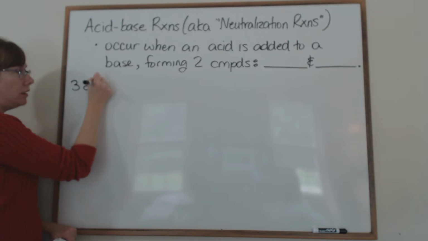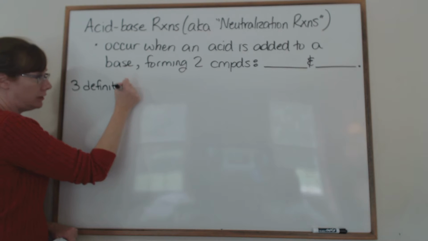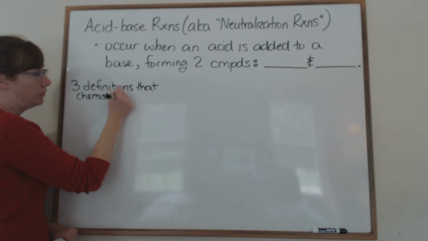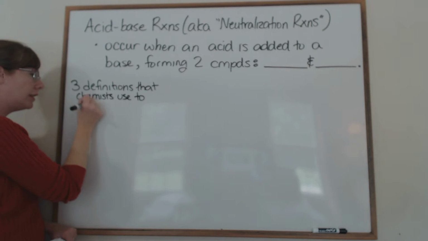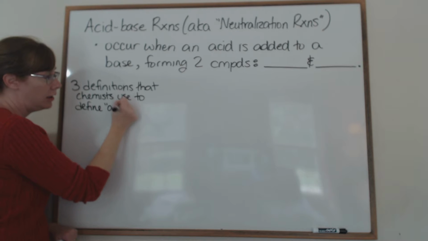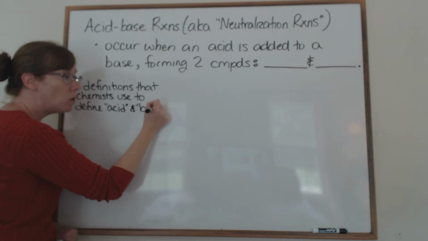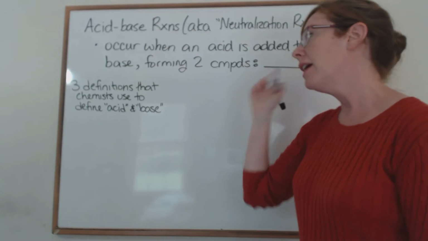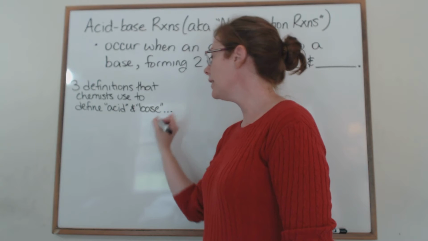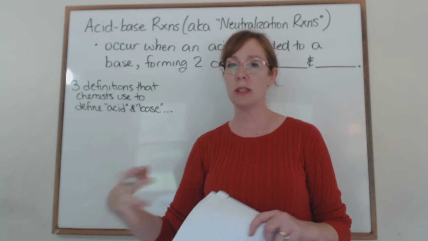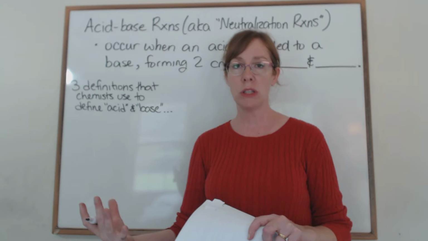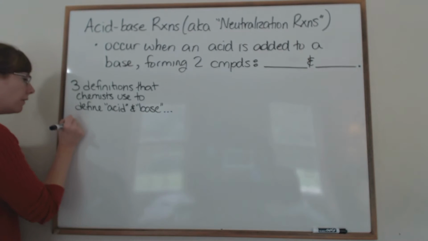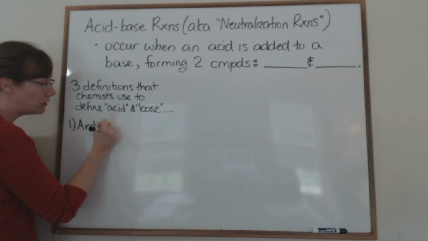Let me lay this out just a little bit here. There's actually 3 definitions that chemists use to define these terms, acid and base. It's a little bit annoying because you're like, well, why couldn't they just settle on one? Why do they have to use 3 different definitions? And the reality is, it's just that in some contexts, one definition just is easier or works better or is more descriptive or something. Let me just tell you what the 3 definitions are. The first is what are called the Arrhenius definitions.